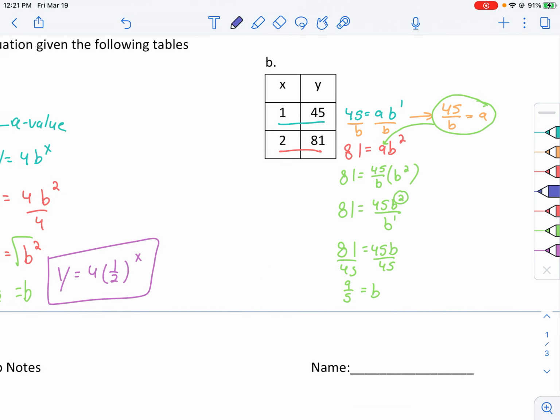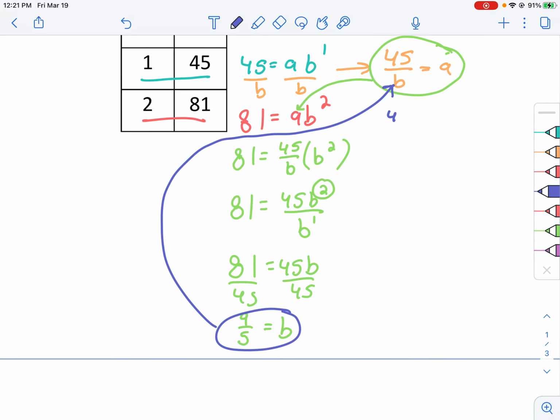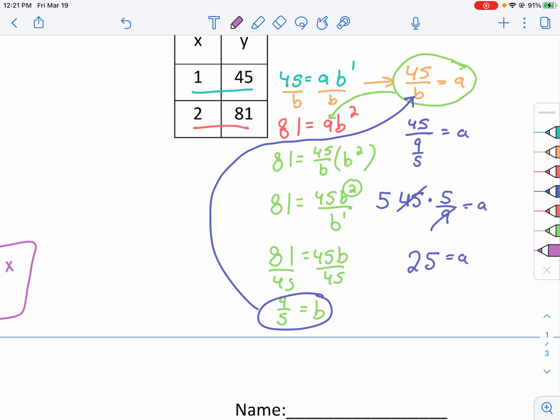Now we're not quite done. We need to go back and find the a value. So we can go 45 over 9/5 is equal to a. Dividing by a fraction is the same thing as multiplying by the reciprocal. So that's 45 times 5/9 is equal to a. 45 and 9 cancel to make just 5. 5 times 5 is 25, so a is equal to 25. So then our final equation is y equals 25 times 9/5 raised to the x. Just like that.